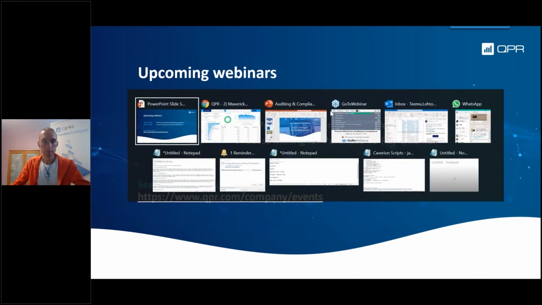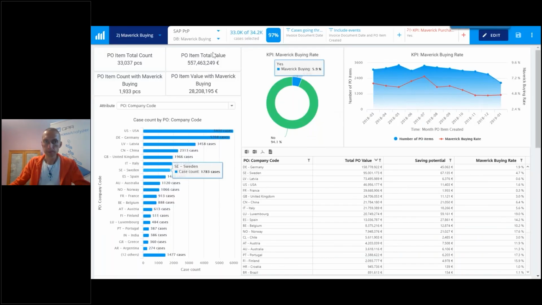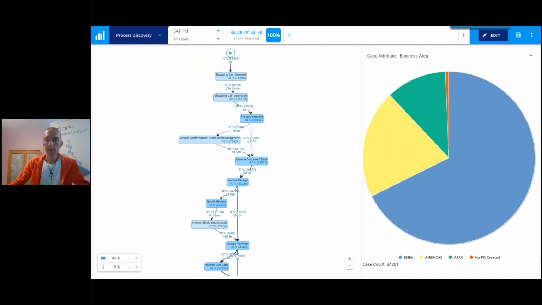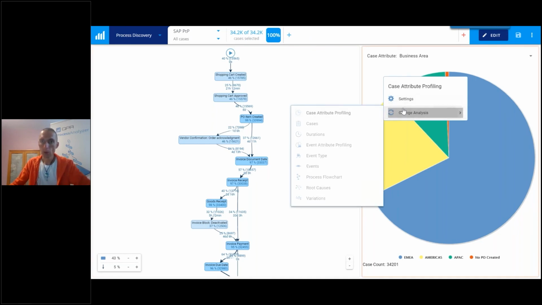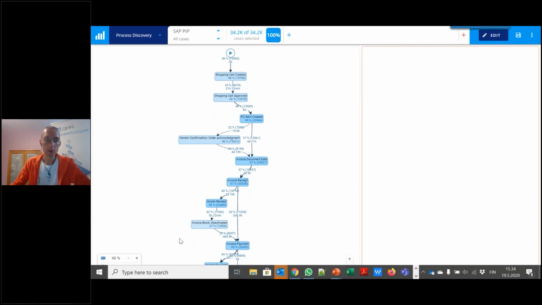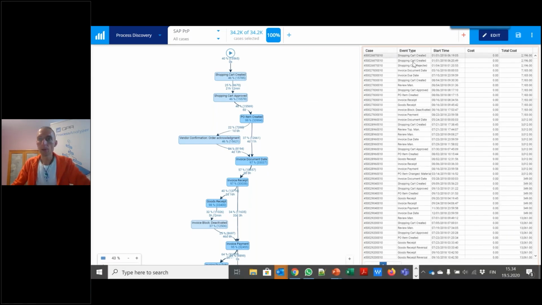So let me quickly show from the product what is the basic set of the data. So in order to get this kind of flow chart, what we need is the event data. And in the event data, there are 3 columns. There's a case ID, there is an event type, and then the time of that particular thing happening.